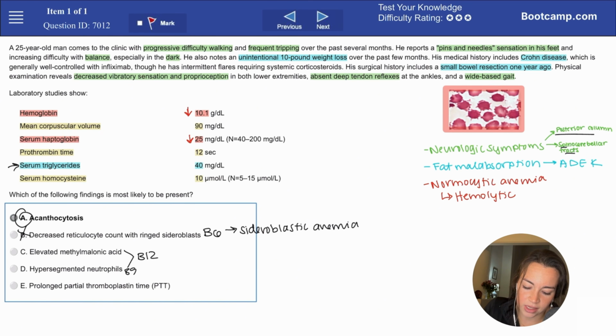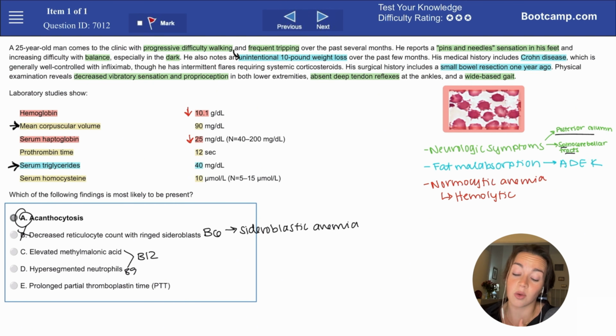this serum triglycerides, and the unintentional weight loss are pointing us towards a fat-soluble vitamin deficiency, although of course multiple things could be going on. Another thing to look at is the mean corpuscular volume. A vitamin B12 deficiency is normally a megaloblastic anemia, which just means a macrocytic anemia, where the red blood cells are larger than average, also characterized by hypersegmented neutrophils. This patient has a normal mean corpuscular volume, meaning the red blood cells are of a normal size. So this is less likely to be a megaloblastic anemia.